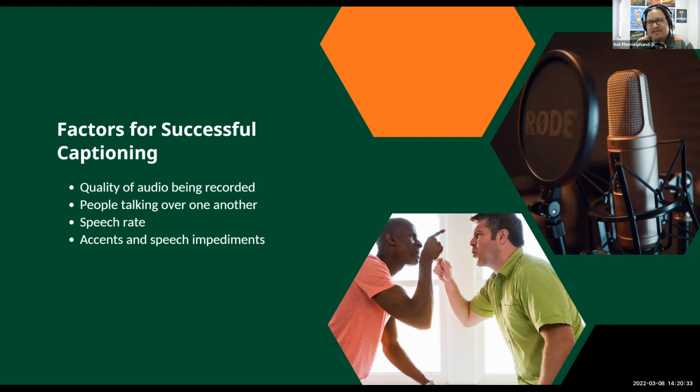The speech rate is also a factor. If the person's enunciating every word they say, it's easier for the AI to transcribe it. If you're speaking really, really fast, it has a really hard time. Accents and speech impediments may also be an issue. Another issue is names, and often dates have some issues, and technical terms. Any medical terminology might have an issue with the AI.